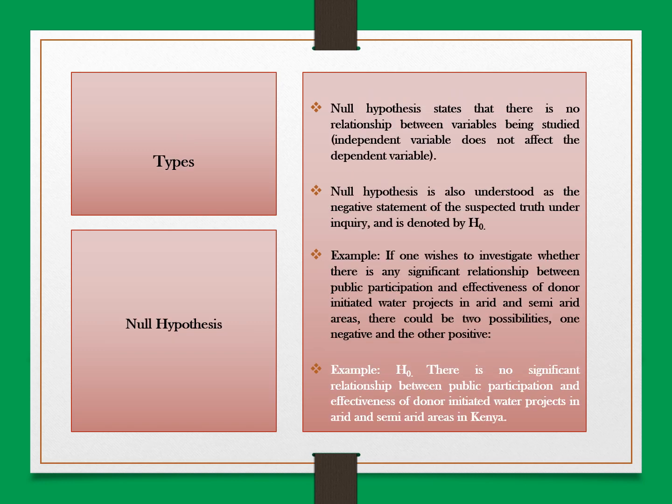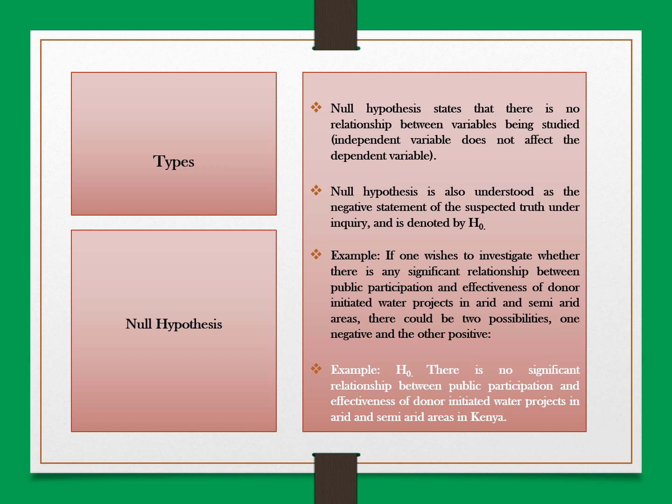Now, the other type of hypothesis is called null hypothesis. A null hypothesis is one that rejects or denies the relationship between two or more variables. That is, it is a hypothesis that states that there's no relationship between variables being studied. That is, there's no relationship between independent variable and dependent variable. Null hypothesis is also understood as a negative statement of the suspected truth under inquiry and is denoted as H0.